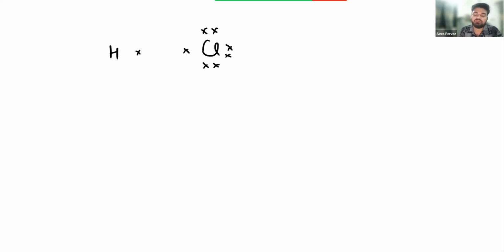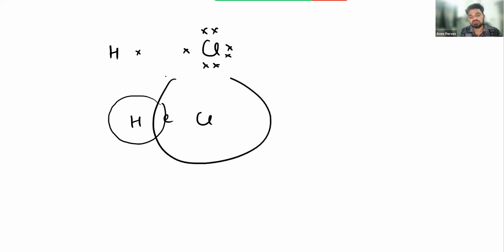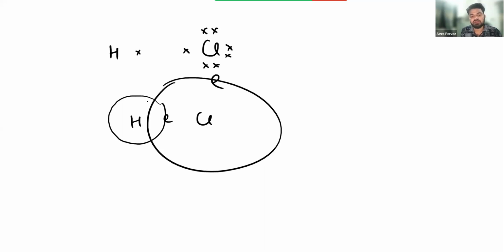For example, these electrons are making a bond here, and the electron cloud is like this, the electron is revolving here. But when it comes in contact with the outermost seven electrons of this chlorine atom, because they are sharing one electron, 1, 2, 3, 4, 5, 6, 7, then what actually happens? This electron cloud distorts, like this.